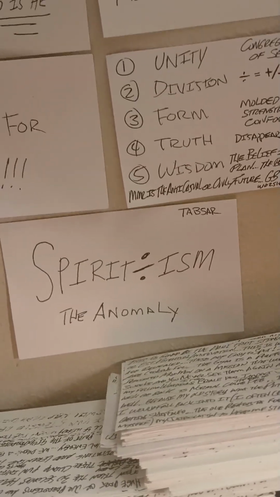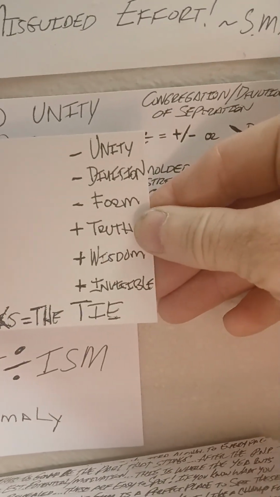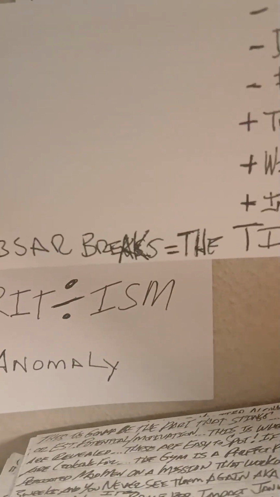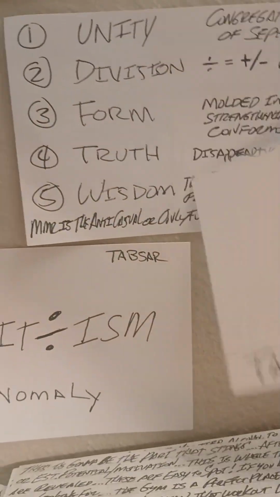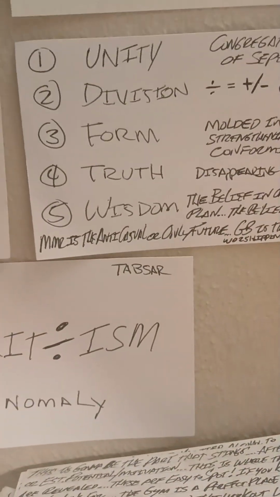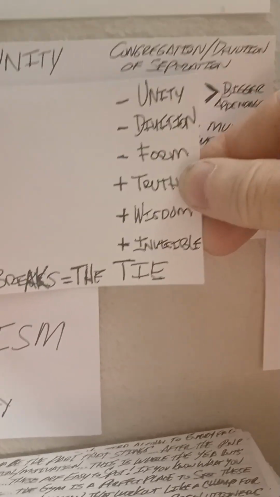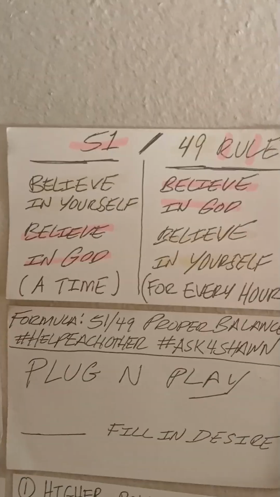Here, maybe this will show it here. The one I just showed. When you flip-flop the flip-flop, it becomes the 6 into the 7. Tabsar breaks the tie. There's 10 sitting there. 10, 12, 6 on each side. Tabsar breaks the tie. When you flip-flop the flip-flop, you guide the direction. 5149. Believe in yourself and believe in God. Believe in God, believe in yourself.